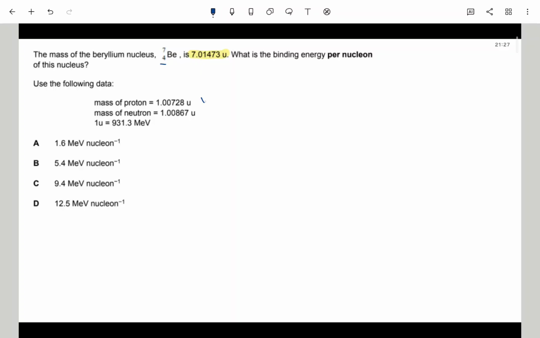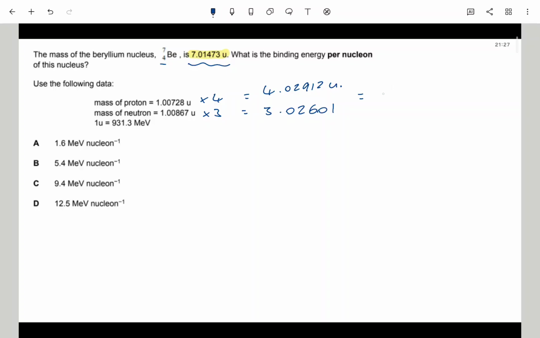So we've got 4 protons, so we need to times that by 4. And then atomic mass is 7, so we've got 3 neutrons. So if you calculate both of those, add them up, and then subtract the actual relative atomic mass, that will give you the mass defect. Okay, so let's do that first. So that top one is 4.02912 U. Second one, 1.00867 times 3. So that one's 3.02601. Add them together.